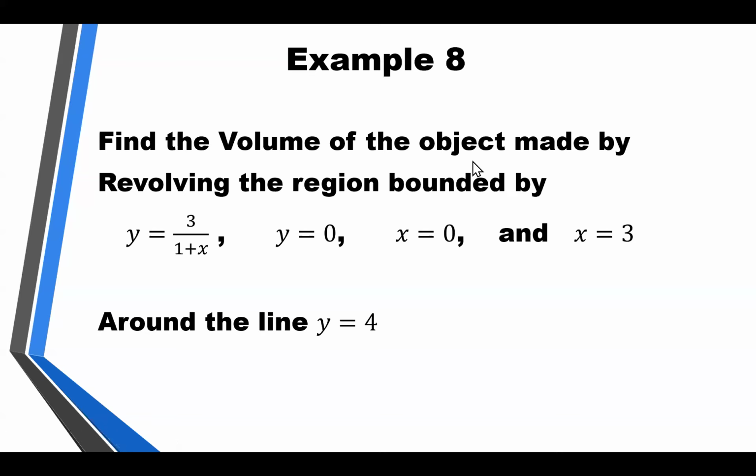Let's look at another example. Let's do another example. Let's find the volume of the object made by revolving the region bounded by y equals 3 over 1 plus x, y equals 0, x equals 0, and x equals 3 around the line y equals 4. So we're going to find this value.